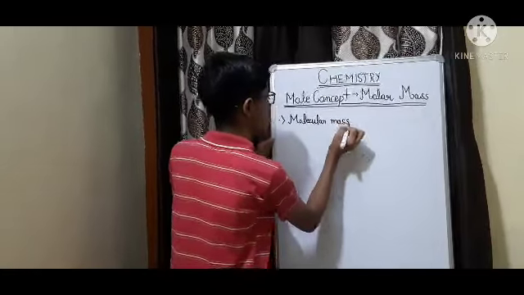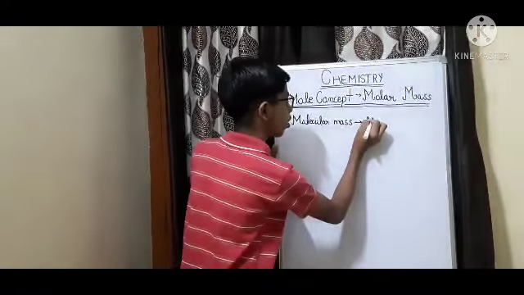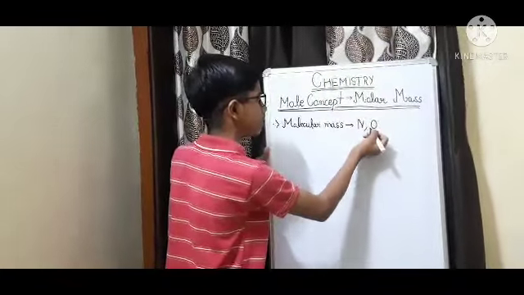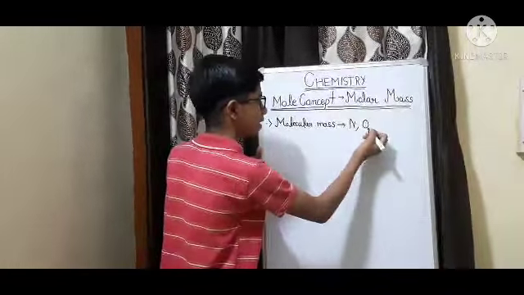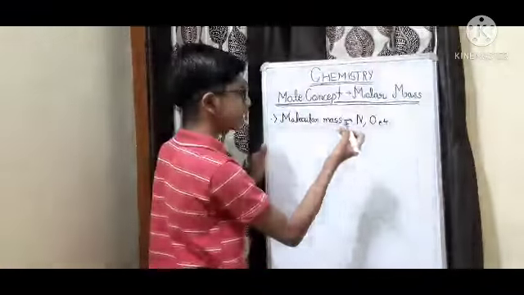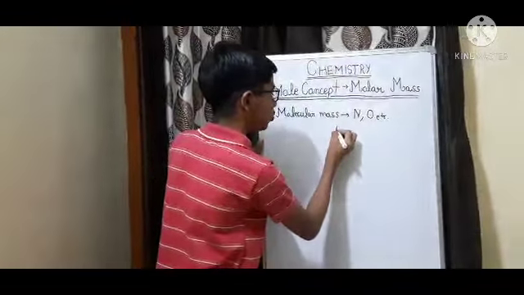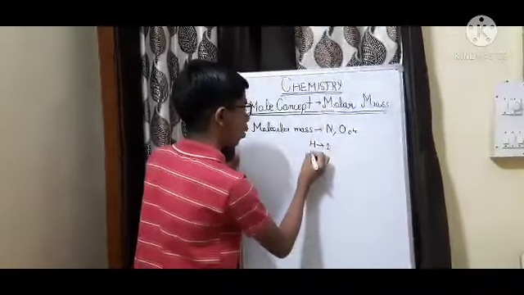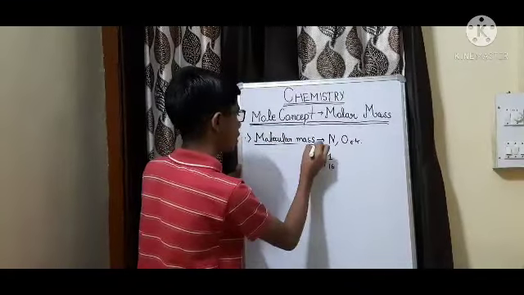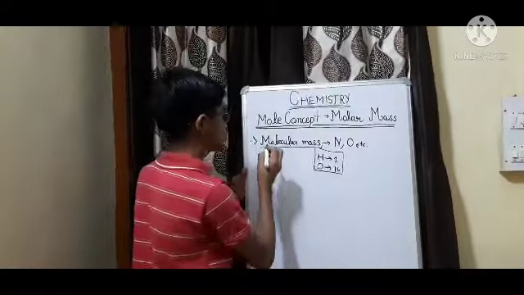Now if we talk about molecular mass, for example you take a molecule like N or O, meaning nitrogen and oxygen, which are compounds with atoms. Every atom has its fixed mass, which is known as the molecular mass. For example, for H, hydrogen, it is 1, and for O it is 16. With the help of molecular mass we can find the molar mass.